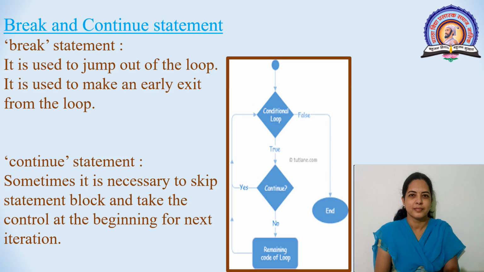Break and continue are the two statements used inside the programs. Break statement is used to jump out of the loop. It is used to make an early exit from a loop. When keyword break is encountered inside the loop, control automatically passes to the next statement after the loop.